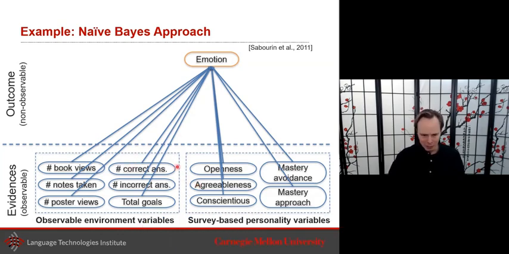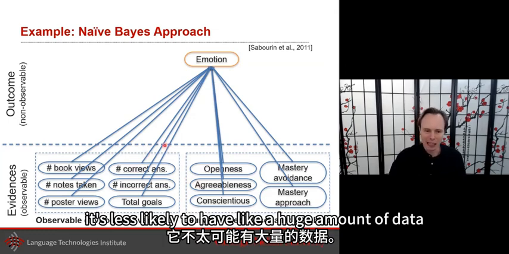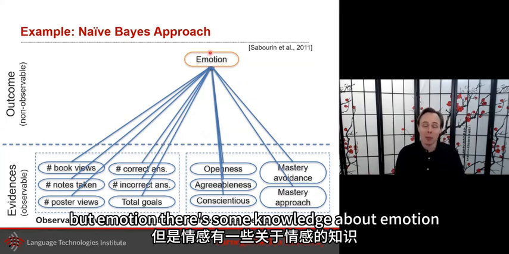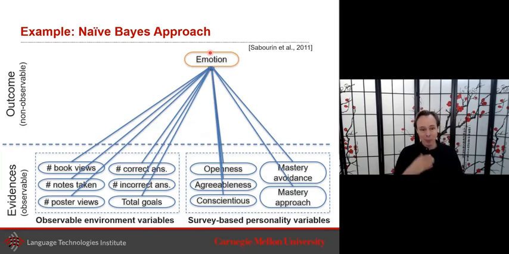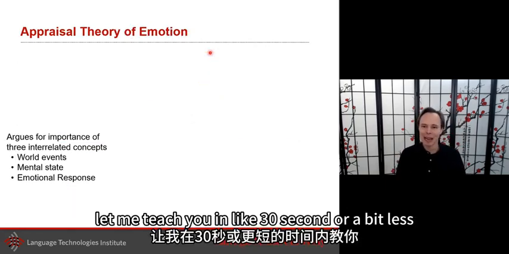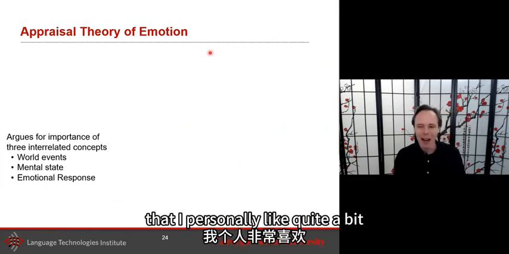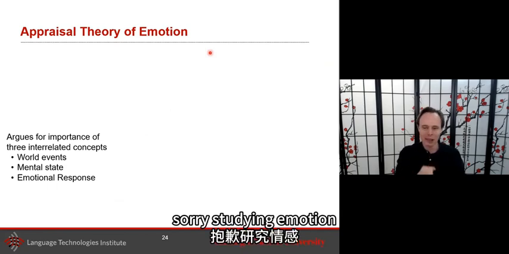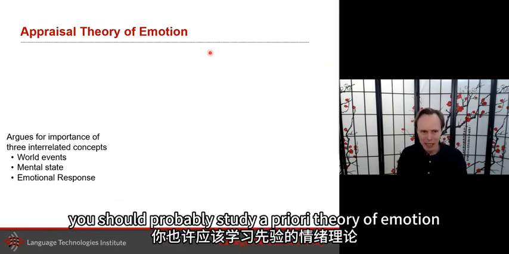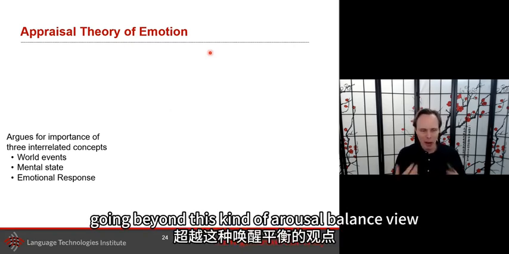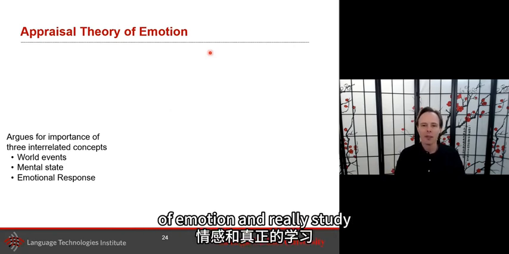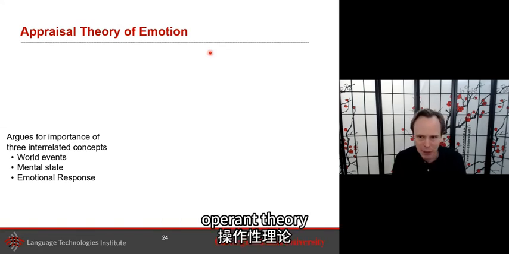And so you're less likely to have a huge amount of data. But with emotion, there's some knowledge about it. People have been studying emotion. Let me teach you in 30 seconds or a bit less one theory of emotion that I personally like quite a bit. And if you are studying emotion, you should probably study appraisal theory of emotion, going beyond this kind of arousal valence view of emotion and really study appraisal theory.